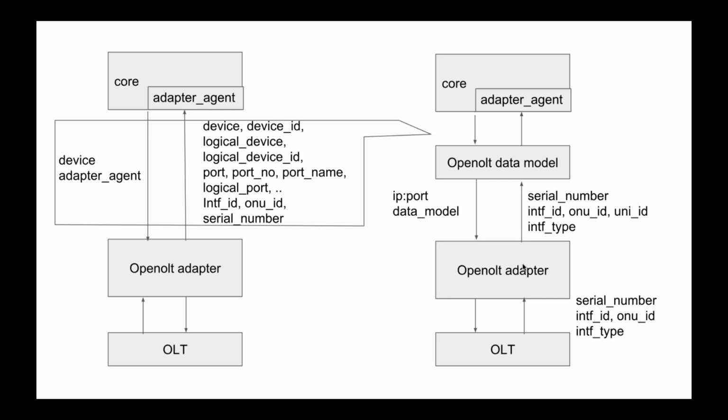Yeah, that's what I'm wondering. Well, in 2.0, when you make a request into an adapter, the core actually provides it with all the information it needs.